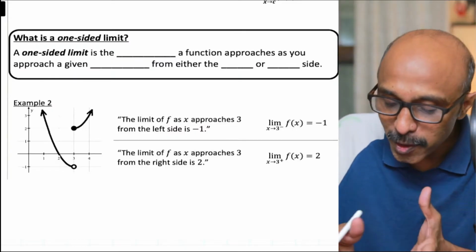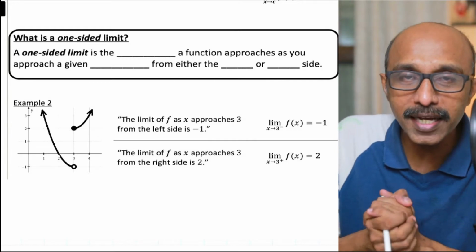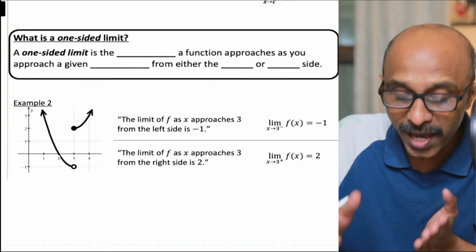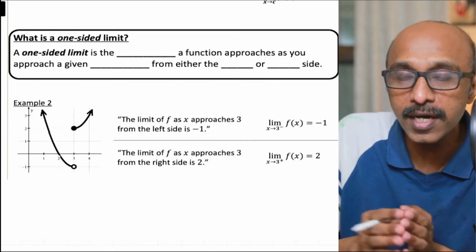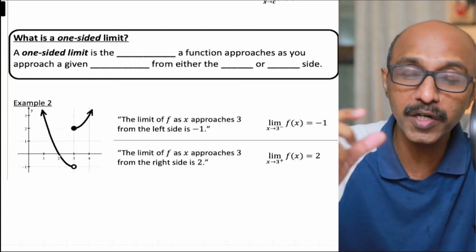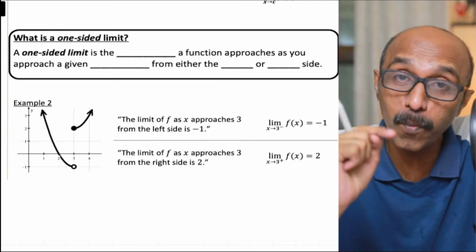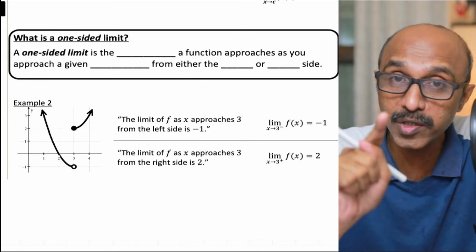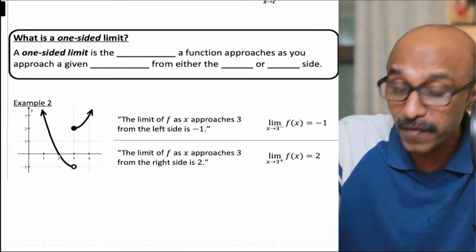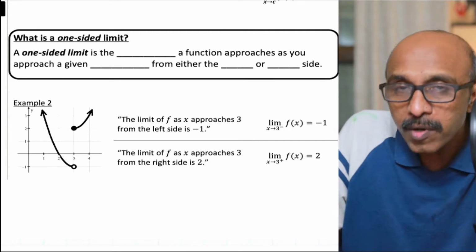Before we even get started on the definition of a one-sided limit, it's just common sense to ask the question: why are we even talking about a one-sided limit? Because according to the definition of a limit of a function, the left-hand limit and the right-hand limit both must exist and both must be equal. The left-hand limit must be equal to the right-hand limit, and that is the limit of the function. So why are we even talking about a one-sided limit?